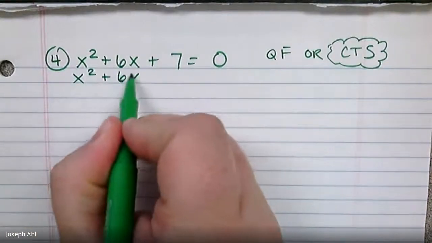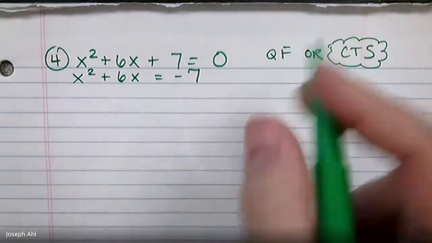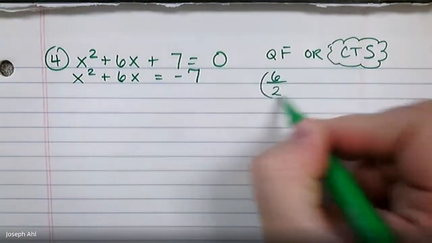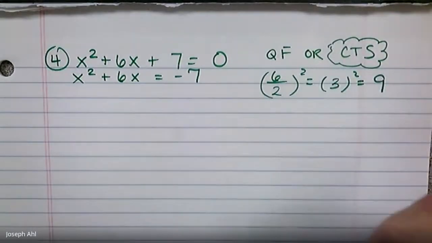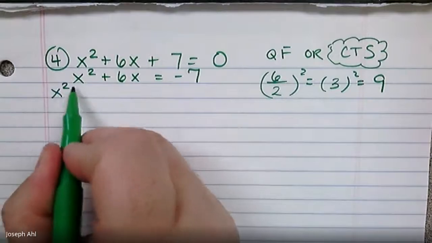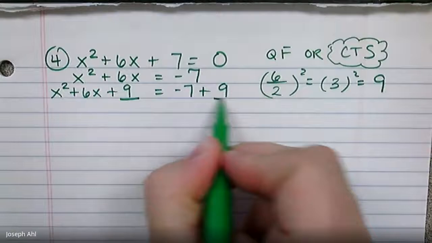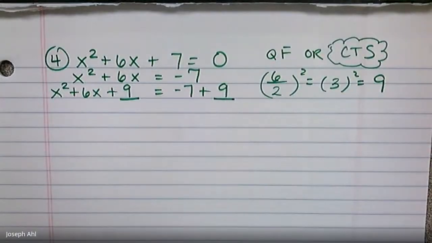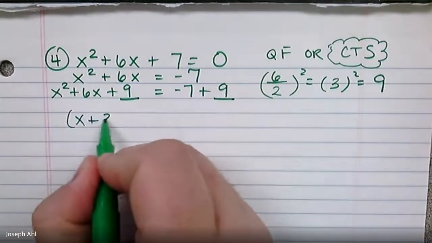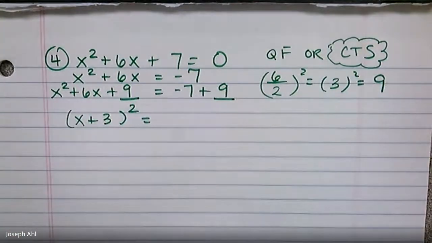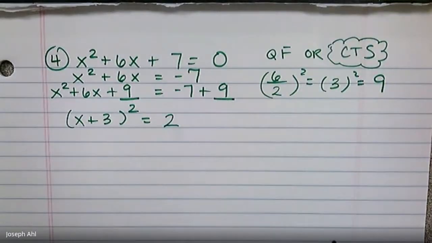I would move the 7 to the other side. So subtract 7 over here. And then like I just said, take that middle term of 6, divide it by 2 and square it. So 3 squared is 9. And that's what we add to both sides. Okay, so now that we've added that to both sides, the left side is now a perfect square. It becomes x plus 3 squared. The -7 plus the 9 is a +2.